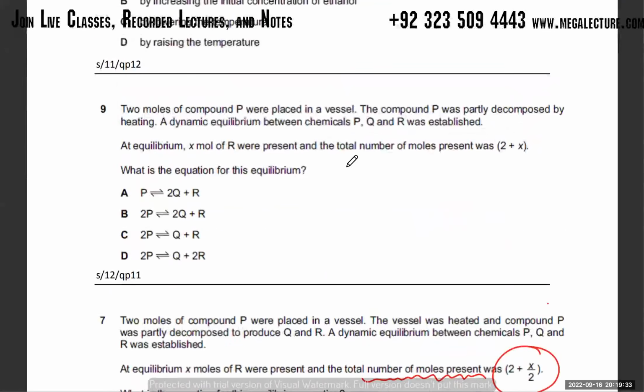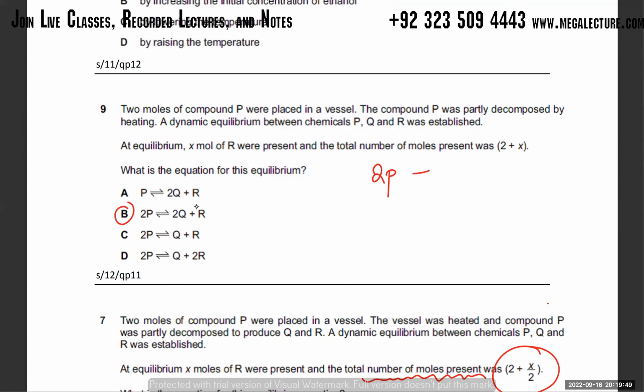This question is exactly the same. The only thing is now he's asking for 2 plus x. I think the answer is B. I mean, I'll just quickly do this. I think it's B. Wait a second, B. Maybe B. Let me just quickly do this.